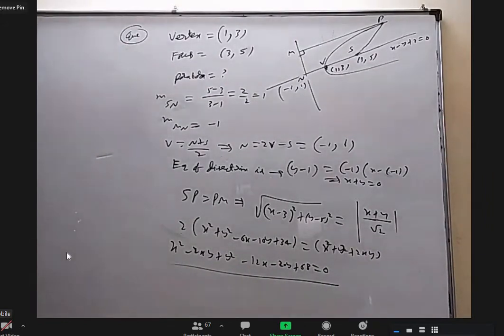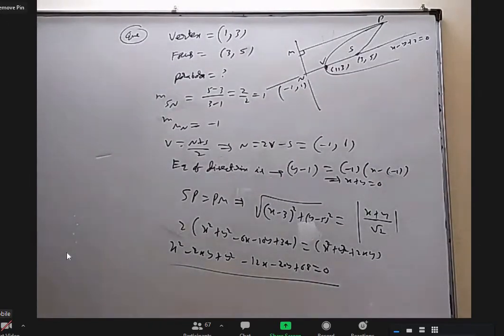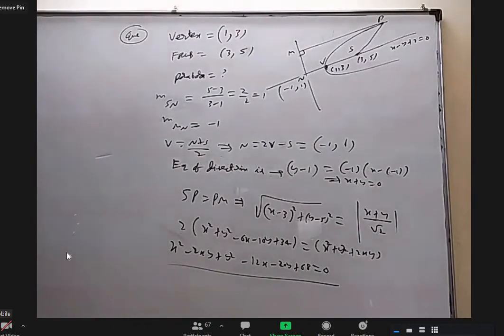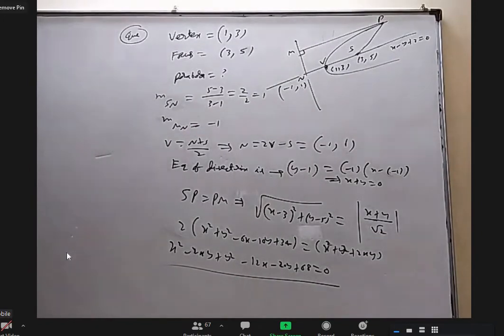Abhijit, understood the method? Abhijit? Navdeep, understood the method? Navdeep? Yes, sir. Understood. Okay.